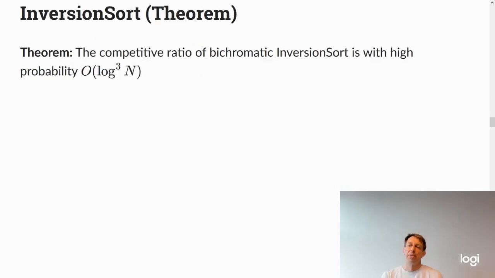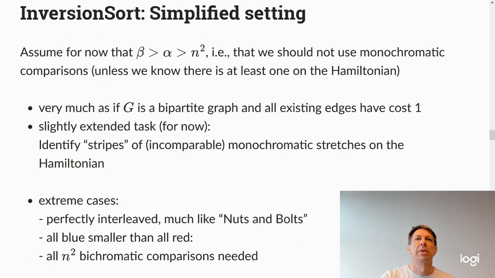And what we are going to present in this talk, what our main technical insight is, is that we propose this algorithm we call inversion sort, and we show that it achieves, with high probability, a log to the third of n competitive ratio. So let's get right to it.